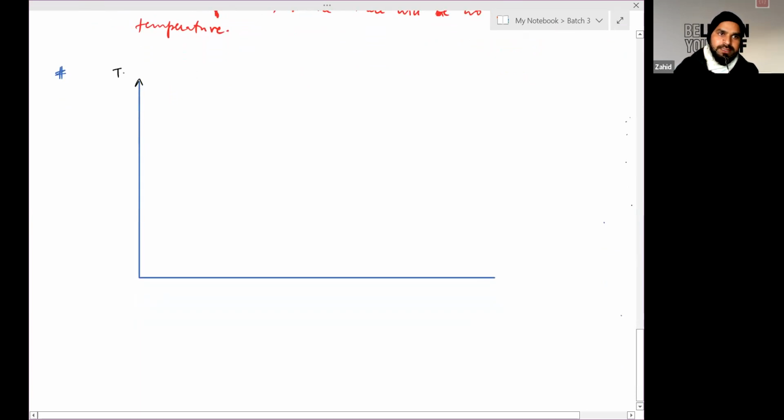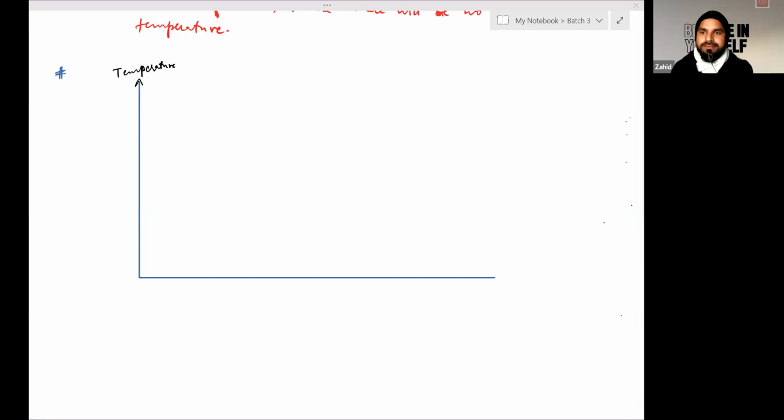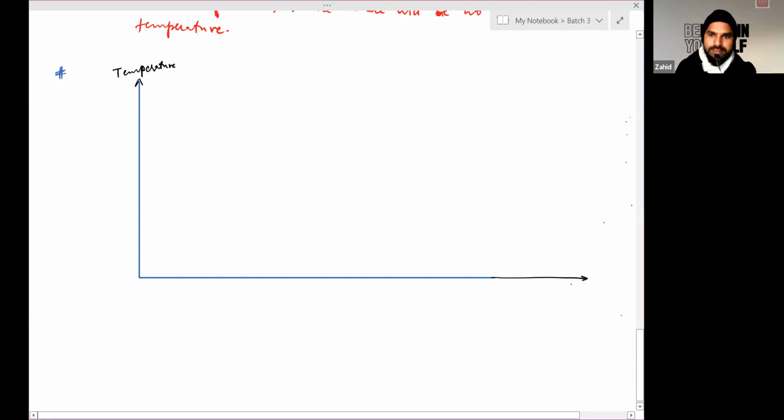Let's say the vertical line is temperature. Just 1 minute. And the horizontal line is the corresponding applied heat.